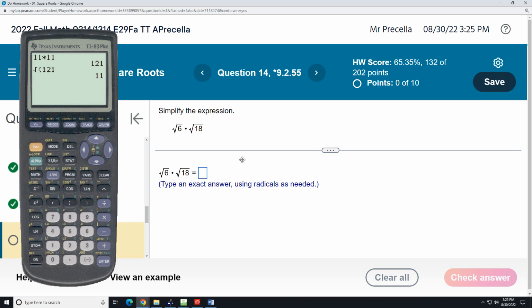Such an important rule that we're not using it again now. We'll use it again. Square root of 6 times the square root of 18. Yes, we might want to use a calculator on this.